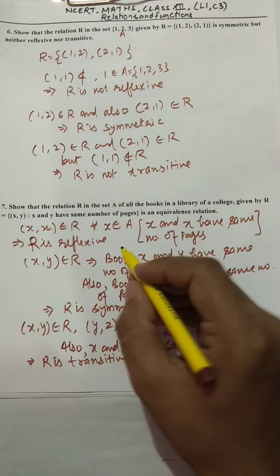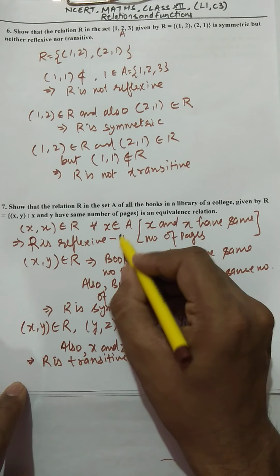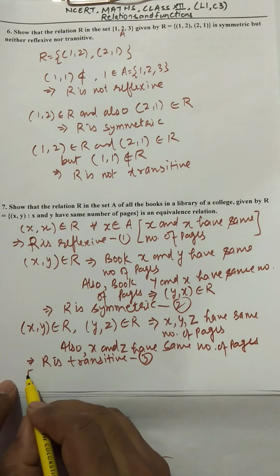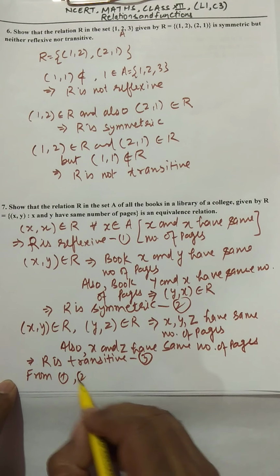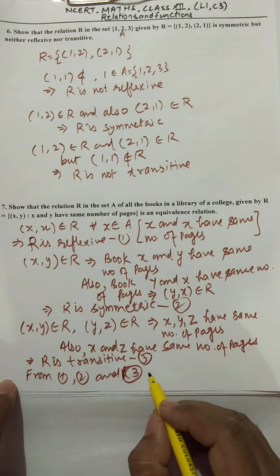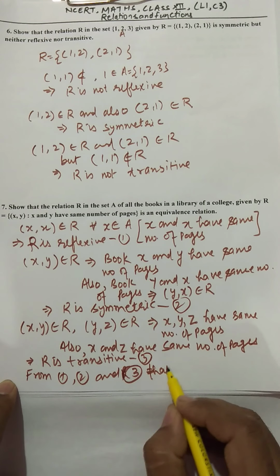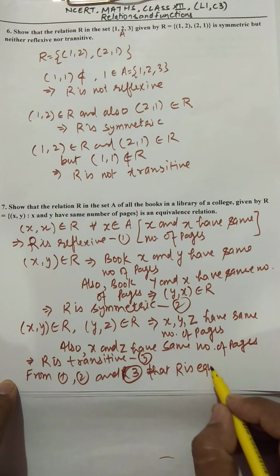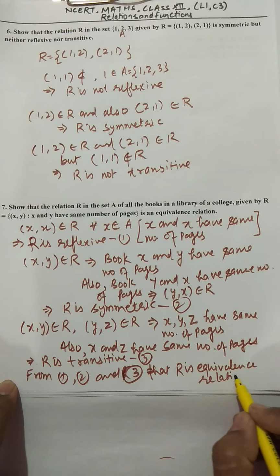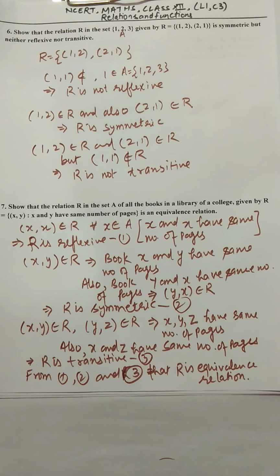So if this is transitive, let's say this is 1, this is 2, and this is 3. So we can say from 1, 2 and 3 that R is an equivalence relation. So please note down the process to show that any relation is an equivalence relation.